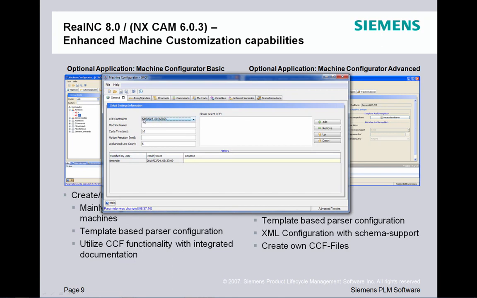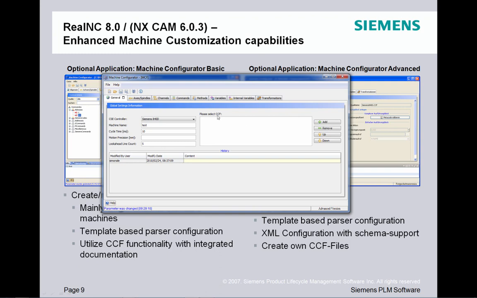So this is machine configurator. On the first tab, it allows you to select which controller you would like to use. It allows you to type in a name and some additional general parameters. It also allows you to use a CCF file. CCF stands for controller configuration file, while MCF stands for machine configuration file.